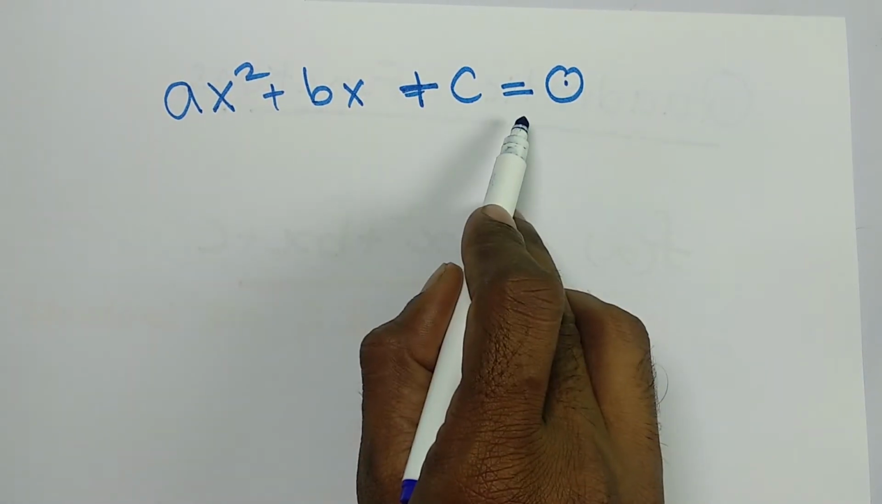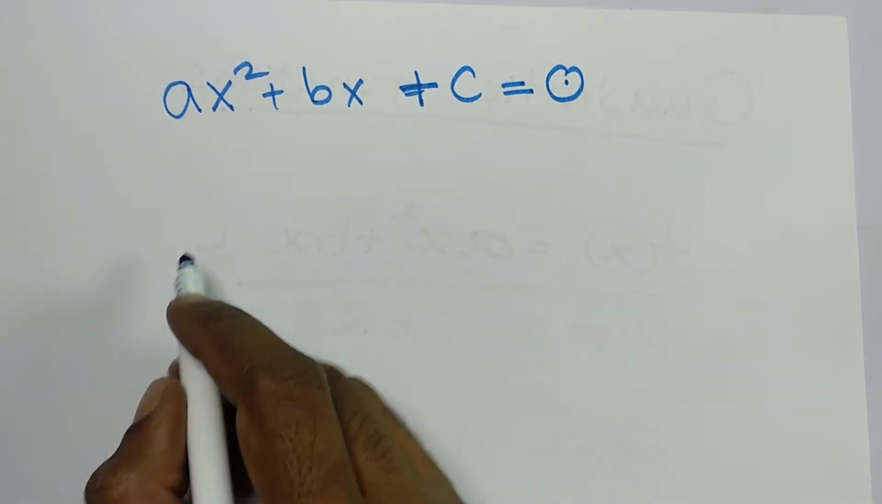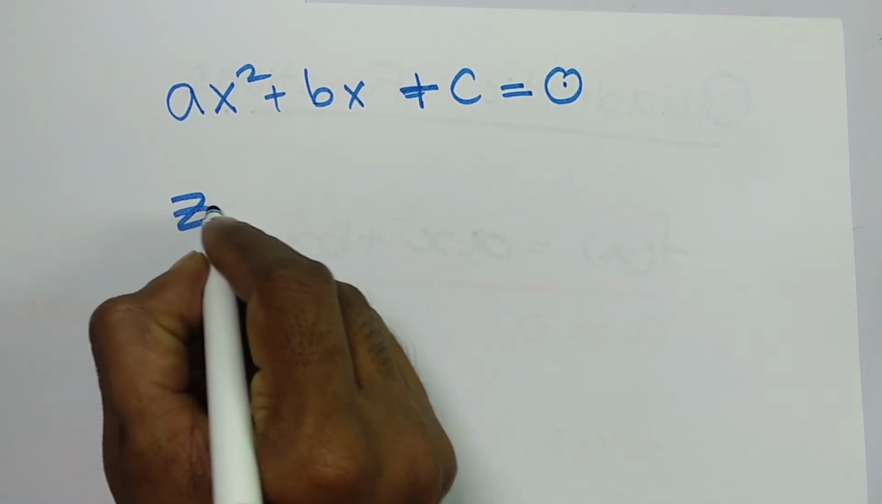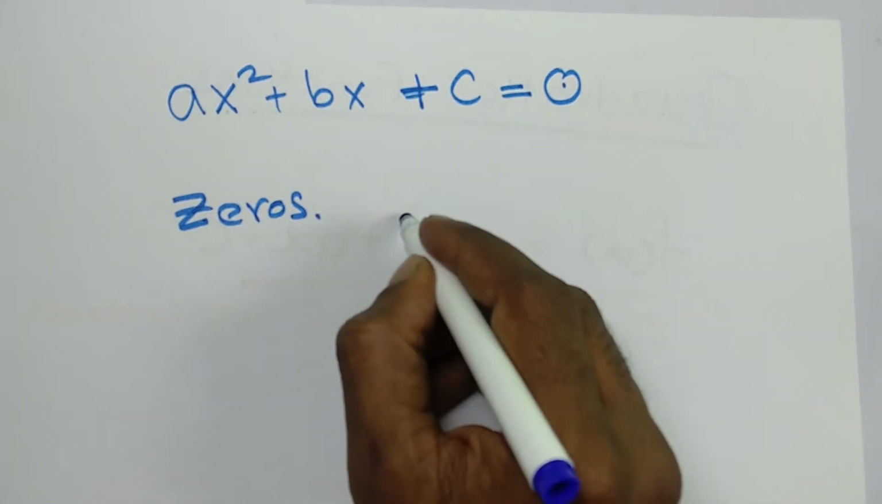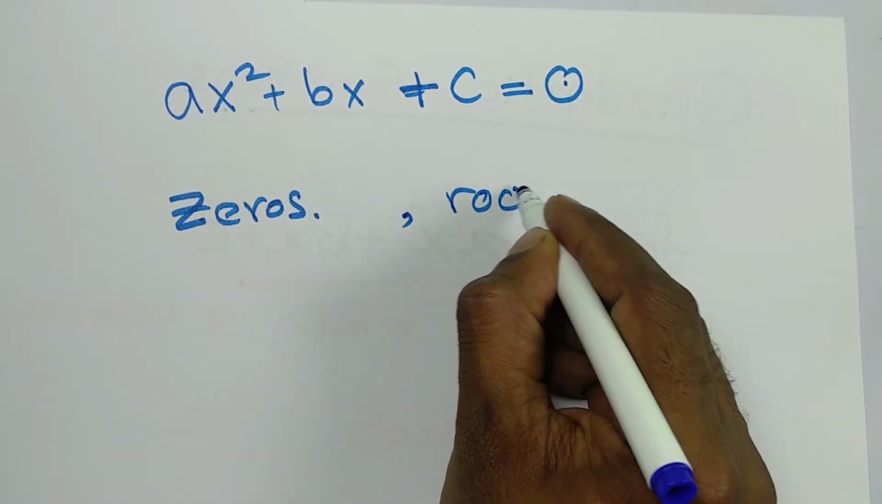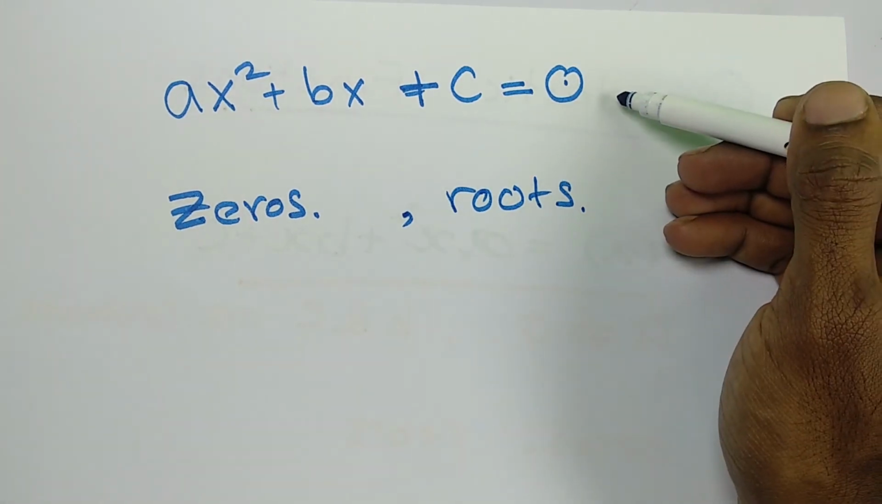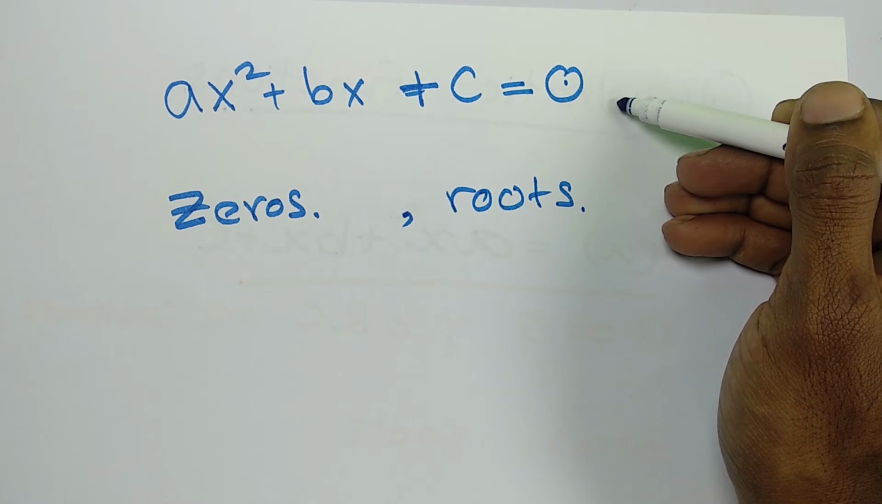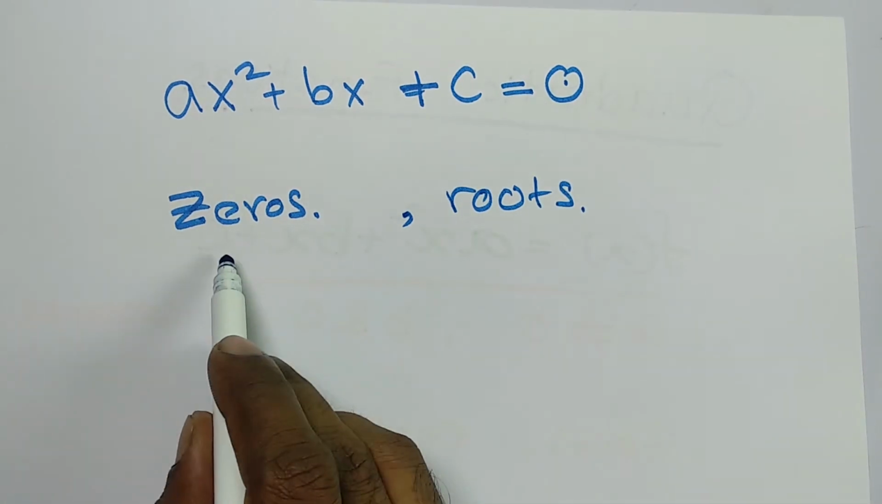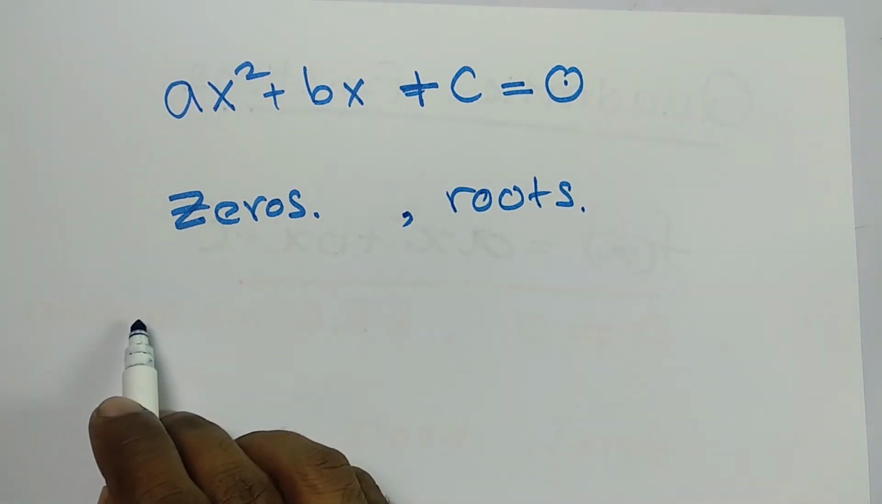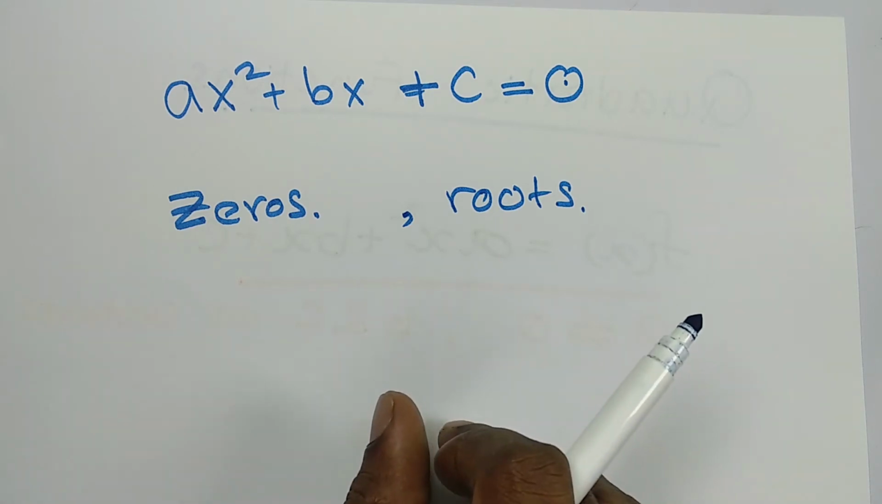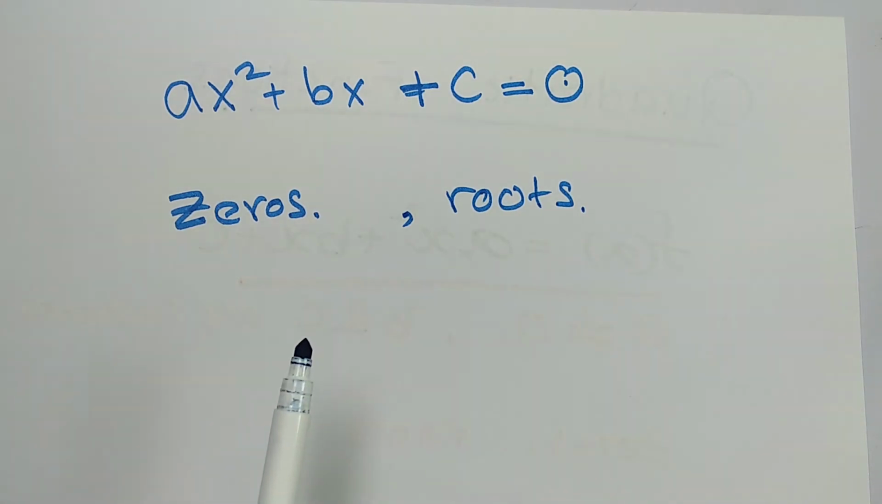Solutions to a quadratic equation are known as its zeros or its roots. In most cases, they will give us a quadratic function equation and ask us for its zeros or roots. There are 3 different ways to find the roots of any quadratic equation. So today we are going to learn how to find its roots.